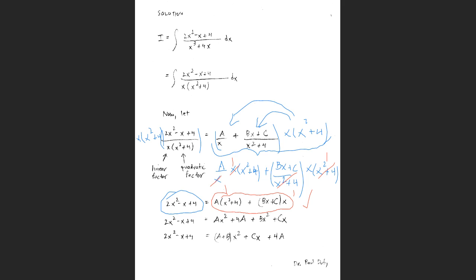All right. Well, it seems natural on the right-hand side to expand it out. So I'll get ax squared plus 4a plus bx squared plus cx. But then what I'm going to do is combine terms. Ax squared plus bx squared is a plus b times x squared. So that takes care of these two terms.